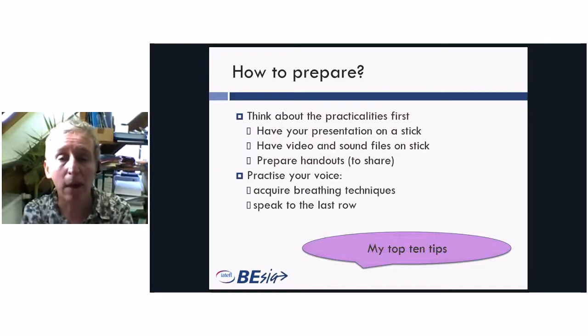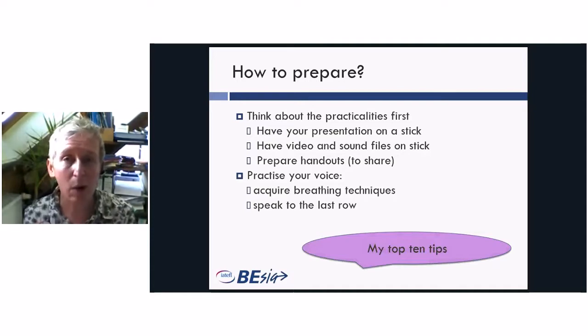How to prepare? Well, the biggest thing is, of course, to think about the practicalities. It sounds banal, I know, but have your presentation on the stick. We had everything from adapters not working to the projector not liking the MacBook or whatever. So have your videos and sound files on the stick as well. Do not rely on the internet connection, and prepare handouts that you can share or distribute later on.